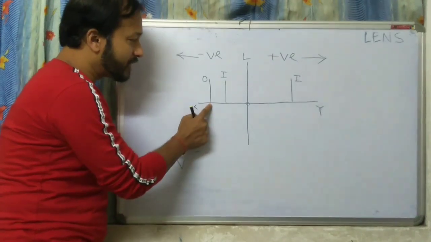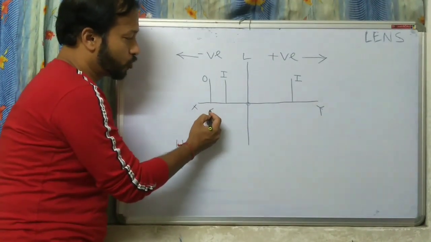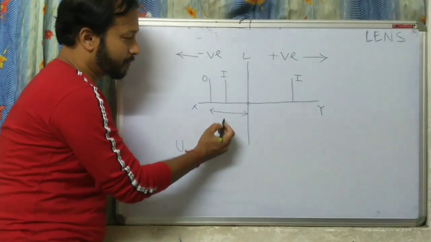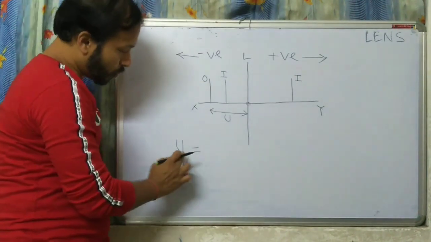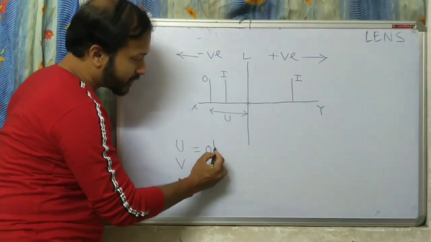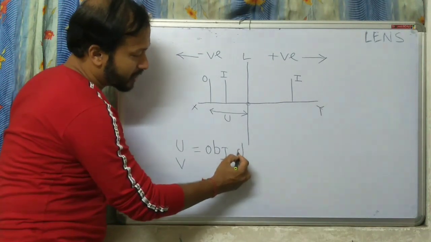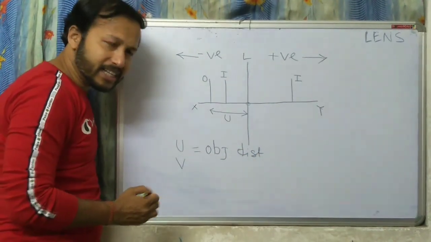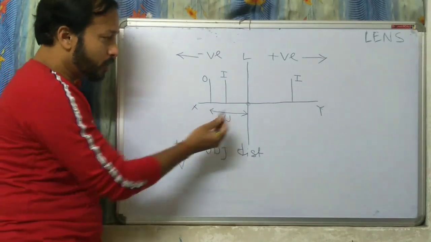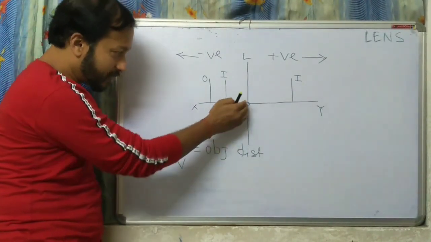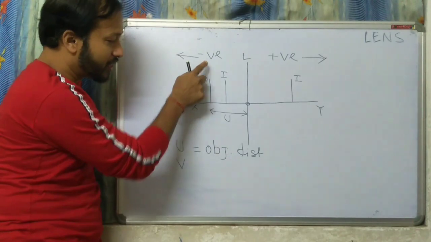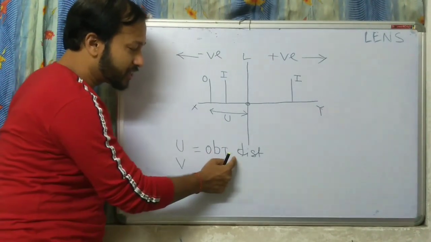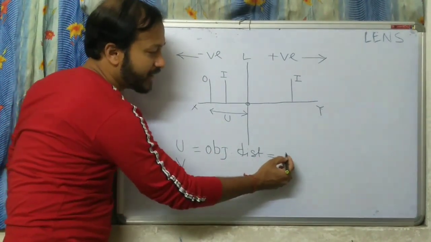Now which is the object? This is the object. So this is my object distance, U. So U equal to object distance. Which side is it? This side. See the pole. Which side is it? This side. This is negative side. So my U, the object distance, is always negative.